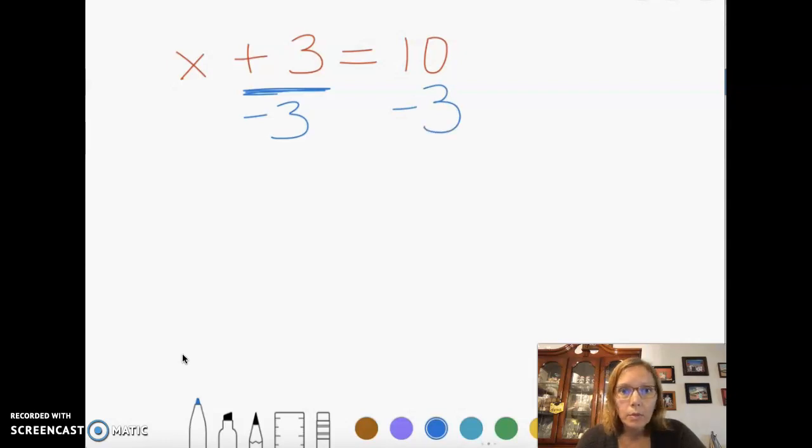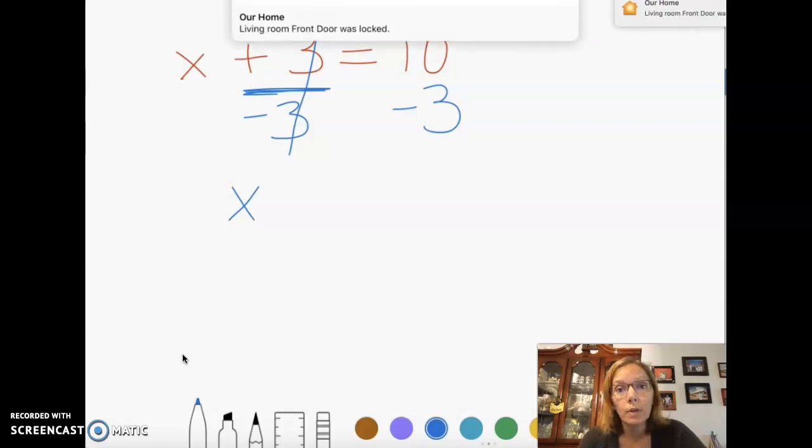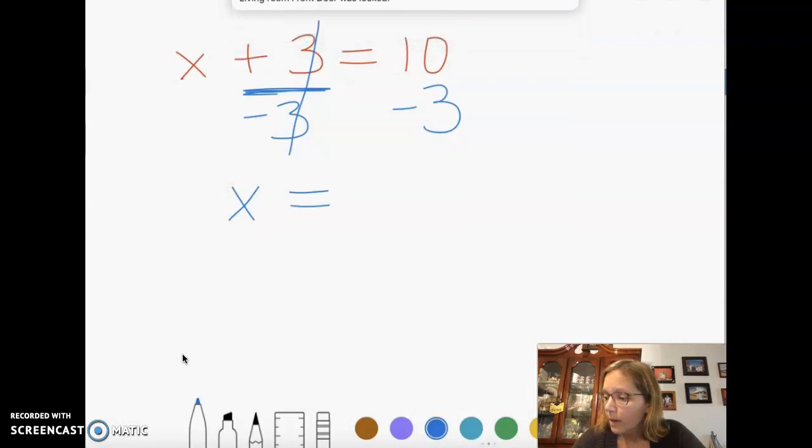Now I'm going to do the math. On this side, the positive 3 and the negative 3 cancel each other out, and I'm just left with x, which is exactly what I wanted because I need to isolate the variable, or get it alone. Then on this side, I do my math, which is 10 minus 3, and I get 7. And that's it.